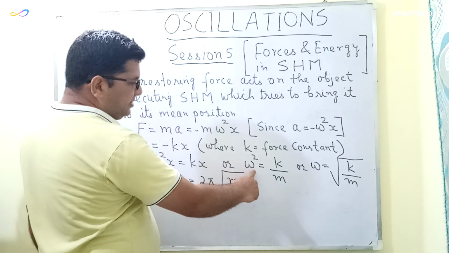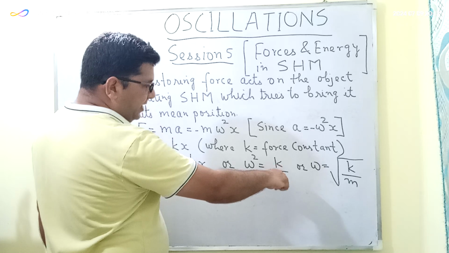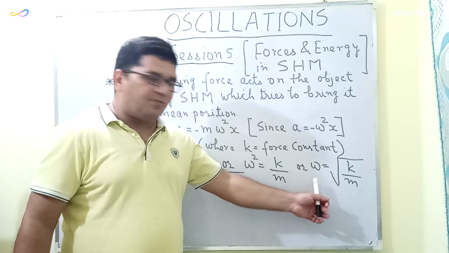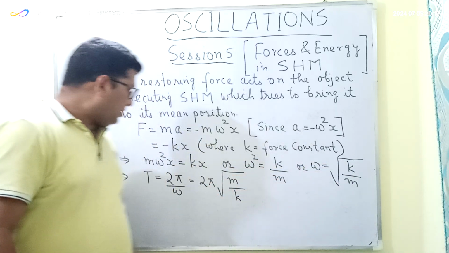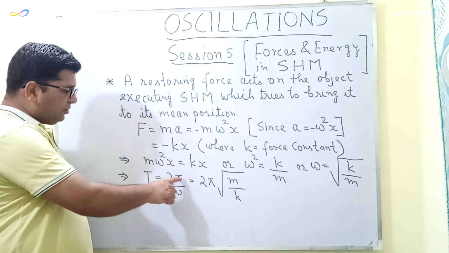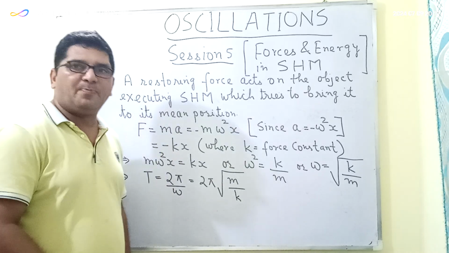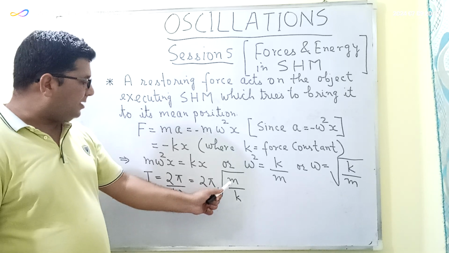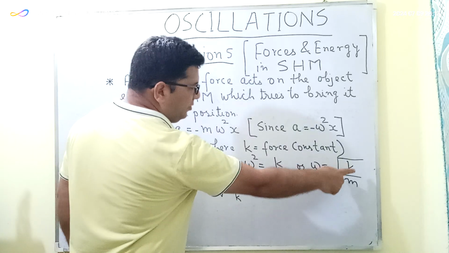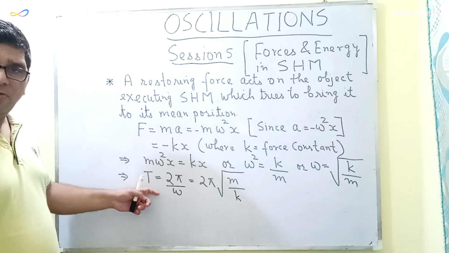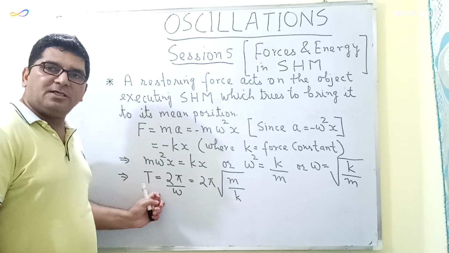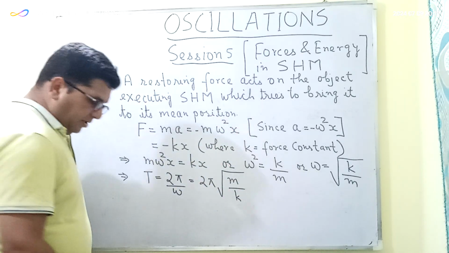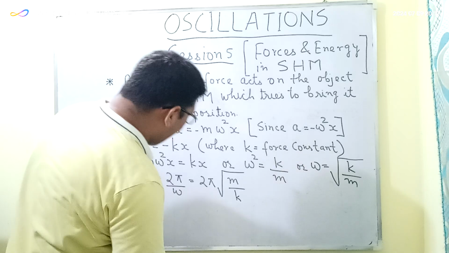So omega square is equal to k by m, or we can say that the angular velocity or the angular frequency is equal to under root k by m. Now we know that the time period is equal to 2 pi upon omega, or omega is equal to 2 pi upon T. So T is equal to 2 pi into under root m by k, because omega is equal to under root k by m. So this is how we find the time period of an object or a particle which is executing the simple harmonic motion.